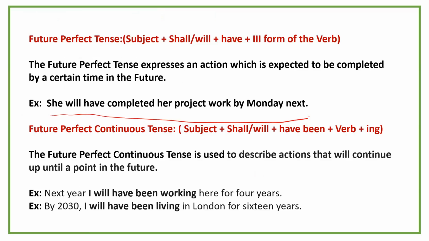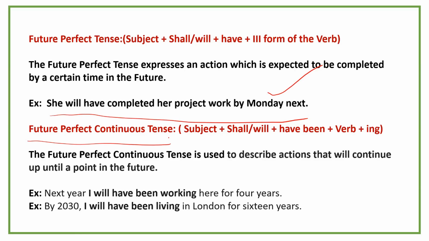The next tense is future perfect tense. We use future perfect tense to express an action which is expected to be completed by a certain time in the future. So by observing the example, you can clearly understand what is future perfect tense. She will have completed her project work by Monday next.